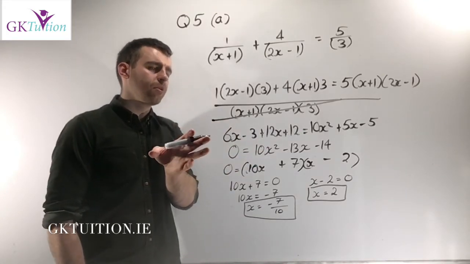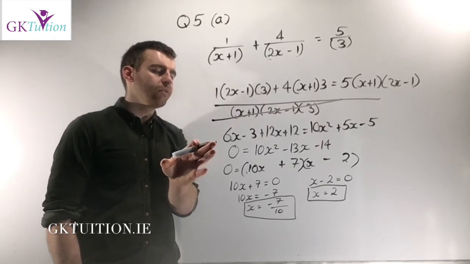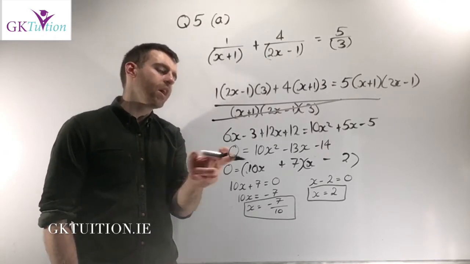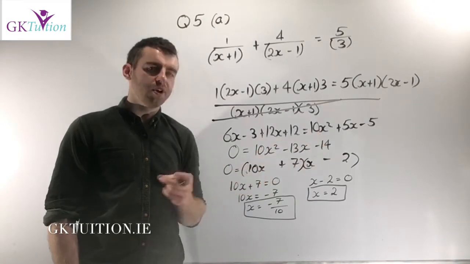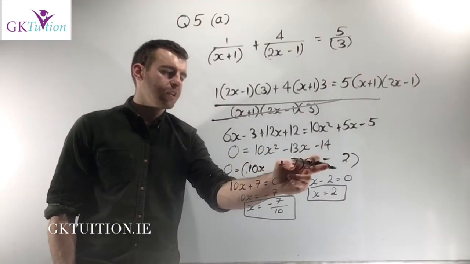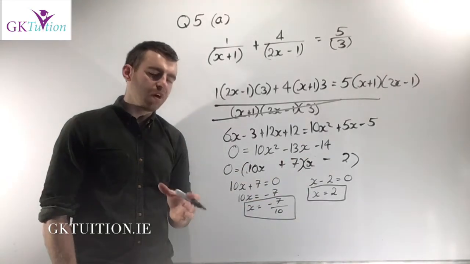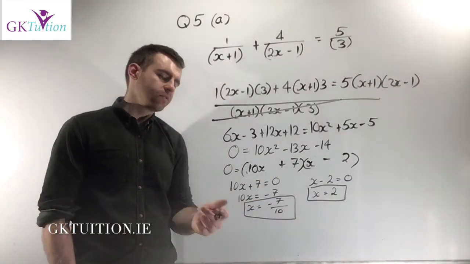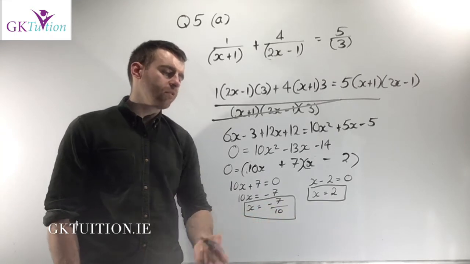Now obviously I skipped a couple of lines here, but when you multiply it out, you should end up with the quadratic equation 10x squared minus 13x minus 14. You can factorize this and you get 10x plus 7 times x minus 2. And when you solve that, your two possible answers for x are x equals minus 7 over 10 or x equals 2.